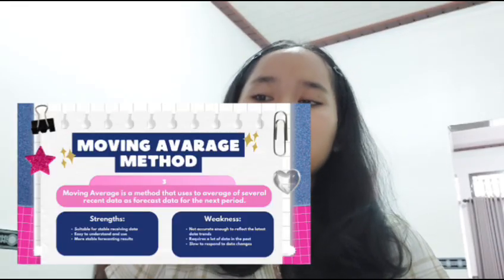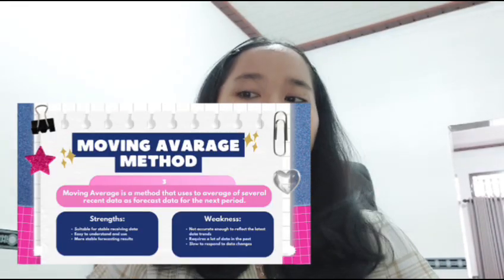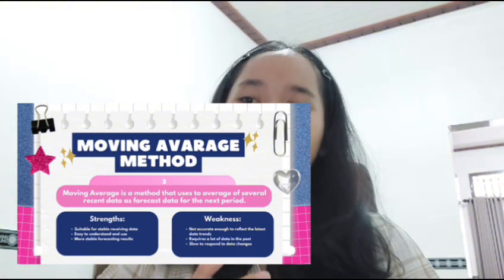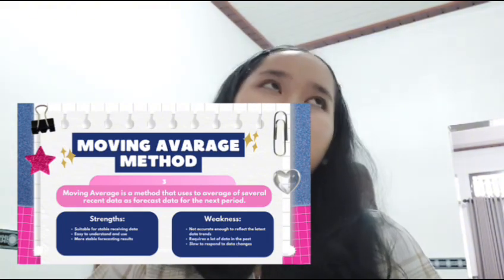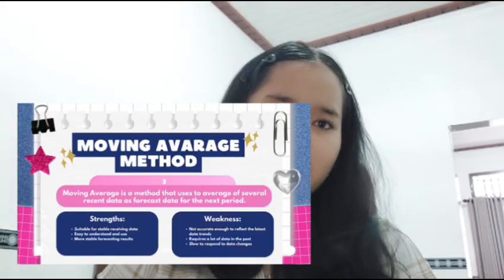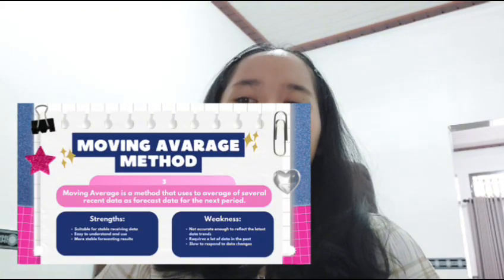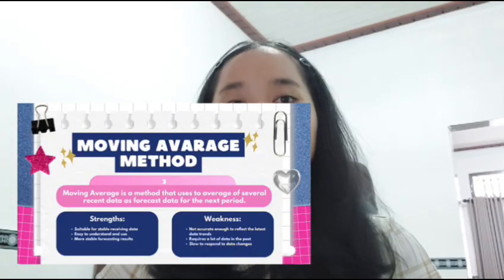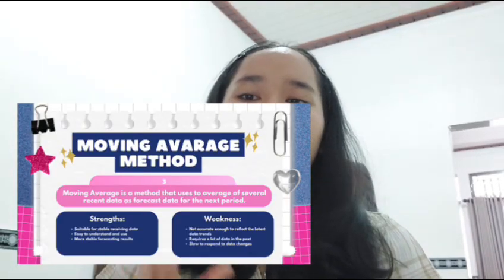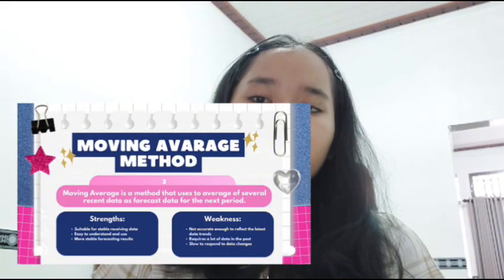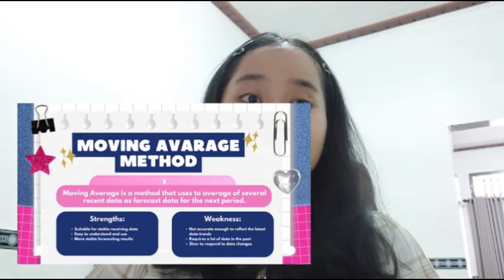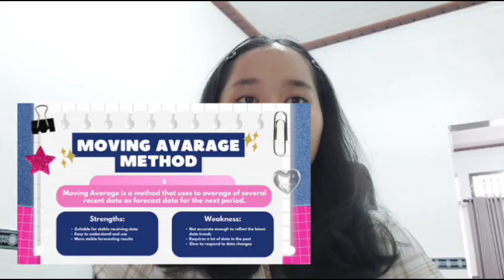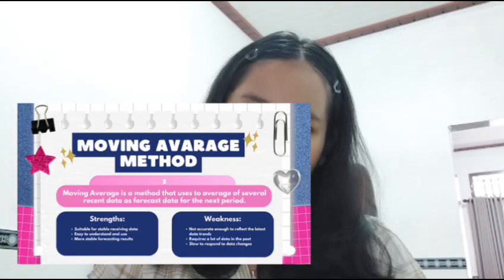The strengths are: it is suitable and recommended for stable data; it is easy to understand and use because it just uses a simple formula; and it gives more stable forecasting results. Next are the weaknesses of this method. It is not accurate enough to reflect the latest data trends, it requires a lot of past data, and it is slow to respond to data changes.